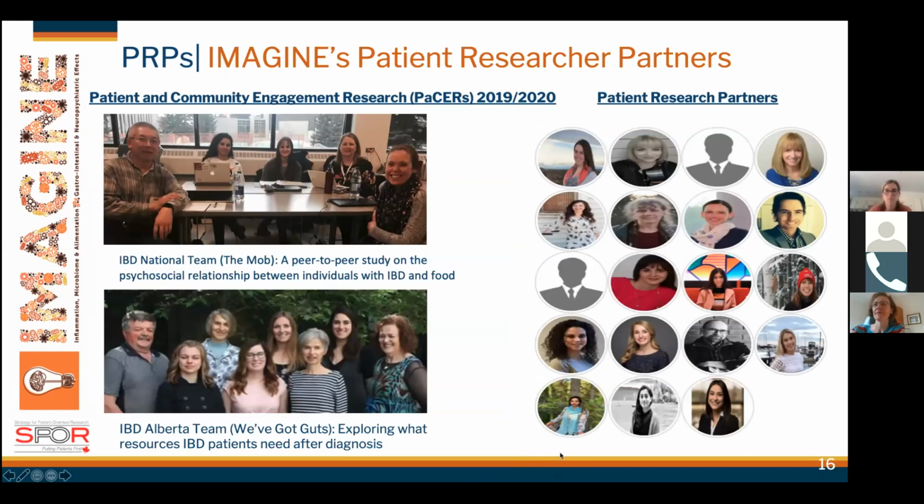And we also have, last year, 2 groups of PACERs, the patient and community engagement researchers who graduated from the PACER program. So on the left, we have the IBD national team, which they refer to themselves as the MOBs. That's Manitoba, Ontario, and British Columbia. And they did a study, so this is patient-led, peer-to-peer type research.